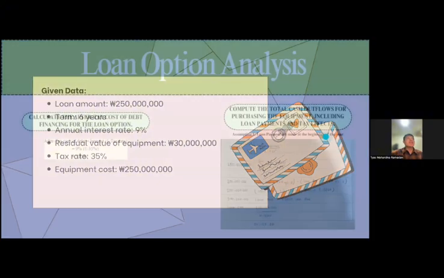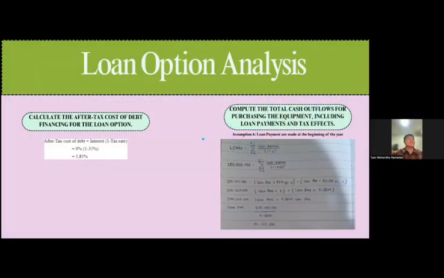I have to do is calculate the after-tax cost of debt financing for the loan option. So this is the formula to search the after-tax cost of debt. So the result is 5.85%. Continue to the second assignment.